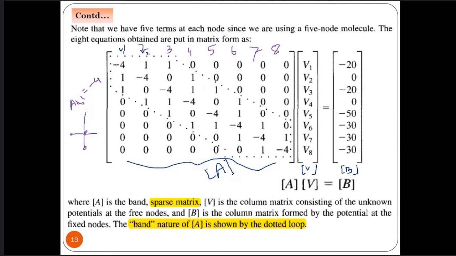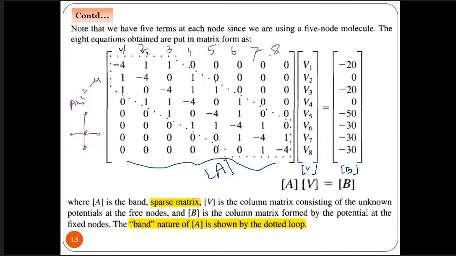There will always be 4. Okay, so Aii is equal to -4. Now node 1 is directly connected to 2, and node 3 is also directly connected to 1, so those will be 1. All other nodes 4, 5, 6, 7, 8 are not connected.